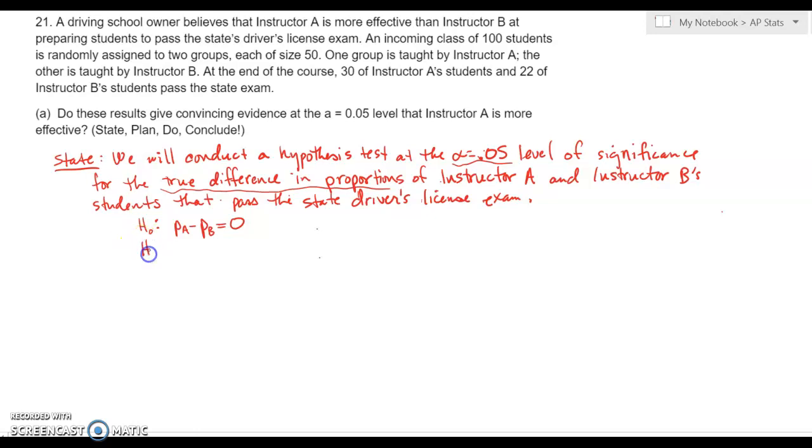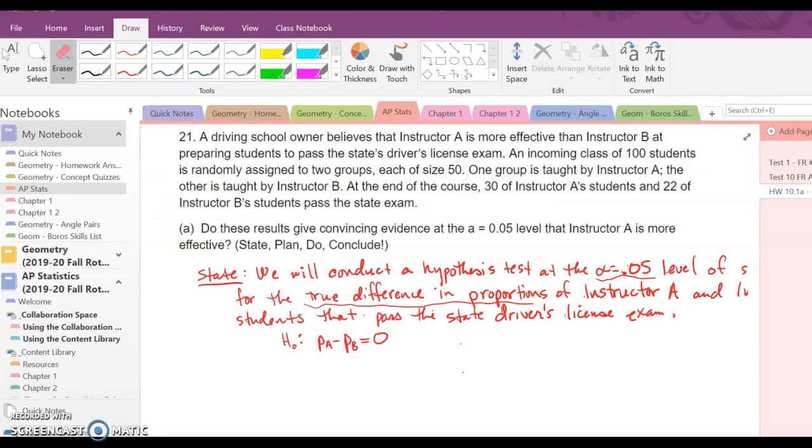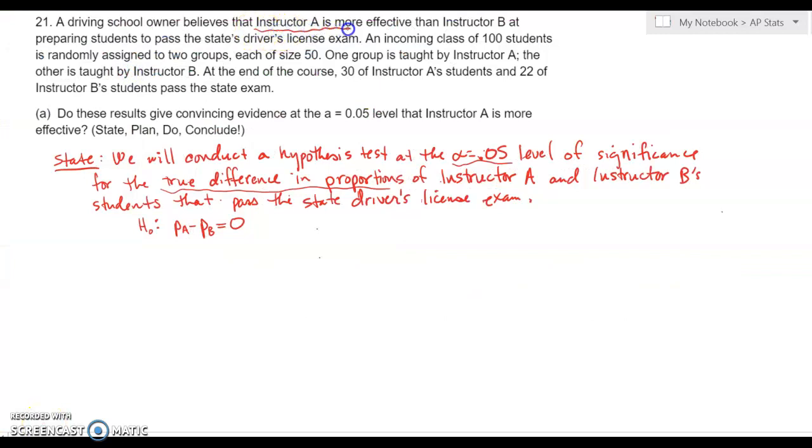Alternative hypothesis. The alternative is that essentially instructor A is more effective than instructor B. In symbols, it looks like the proportion of instructor A's students minus the proportion of instructor B's, or in other words, the difference is going to be greater than 0 because A is more effective, so he has a higher proportion. So we've got our null hypothesis and our alternative hypothesis. We've introduced some terminology here, so we want to make sure that we define that notation, P sub A and P sub B. That's what this looks like.